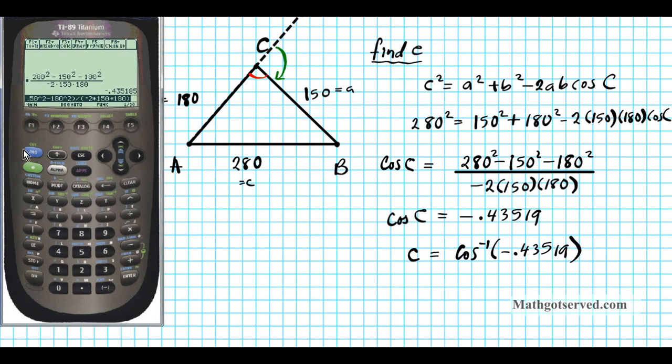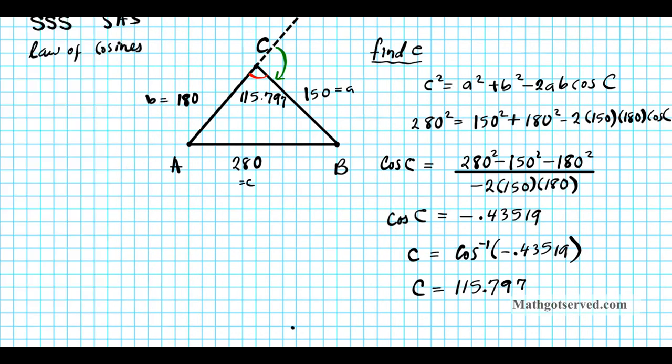So we have the inverse cosine of the previous solution, and we have 115.797. Alright, so angle C is 115.797. Now the angle that we have to rotate to get back on course is a supplement of 115.797. Alright, so let's call this angle theta, what we need to turn in order to get back on track.